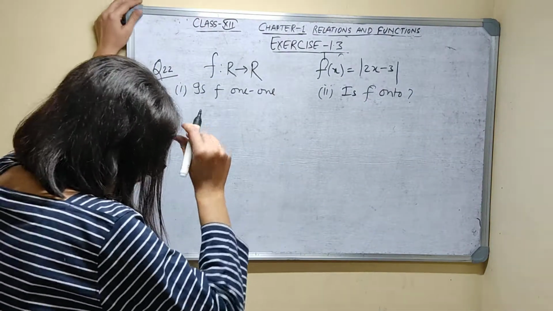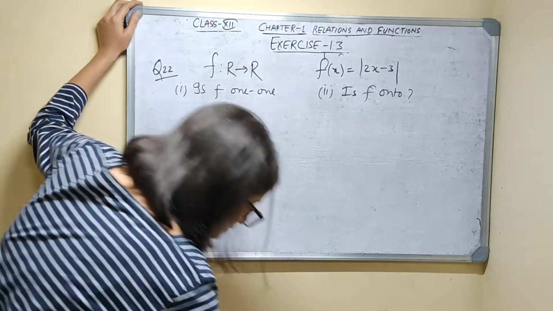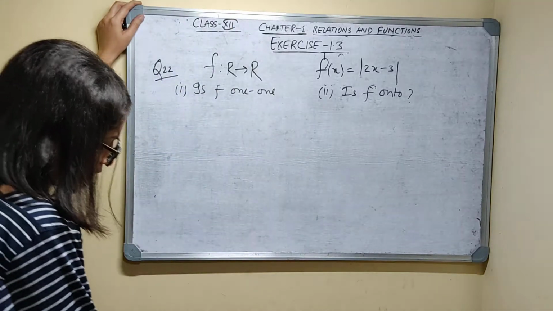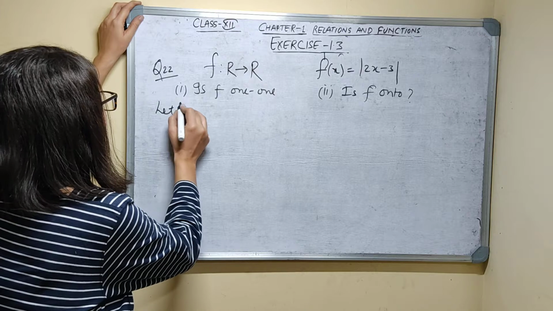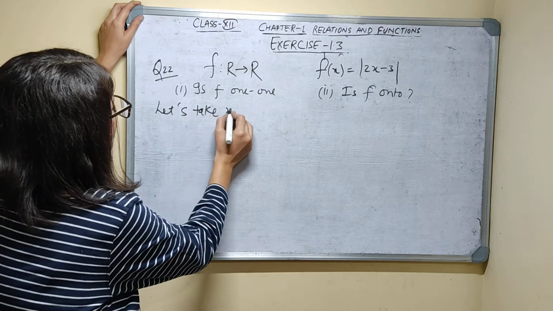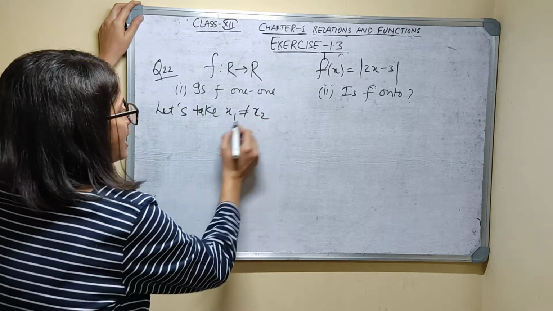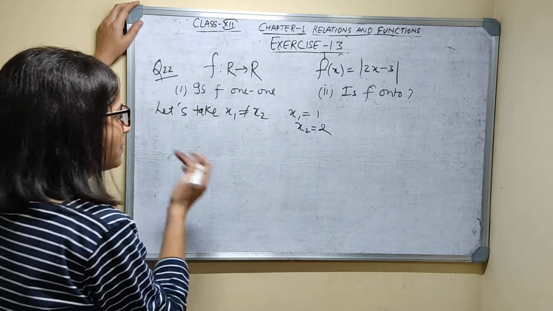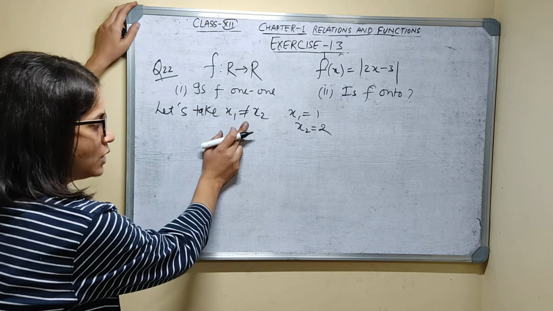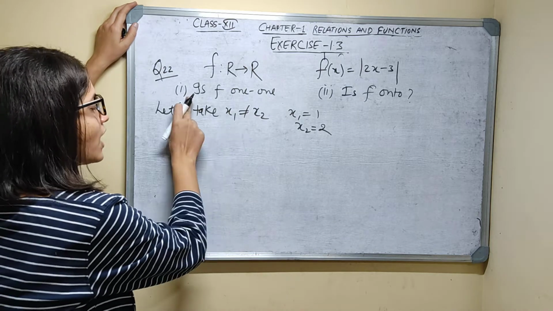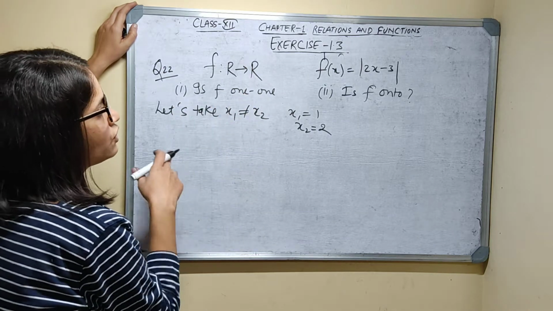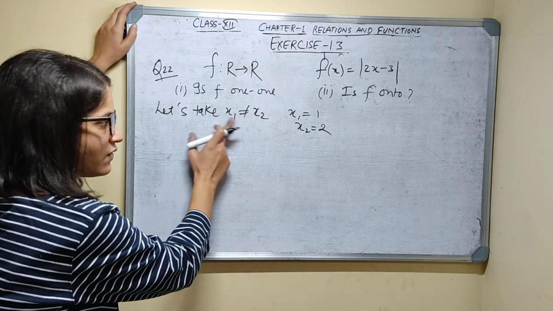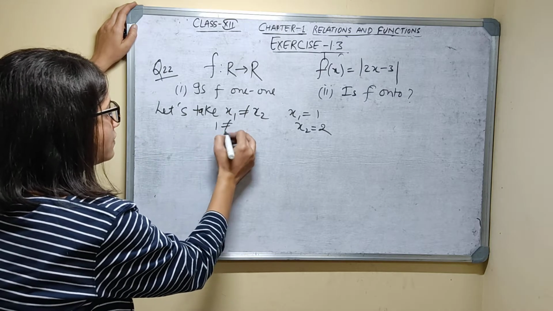Let's take x1 is not equal to x2. I am taking x1 equal to 1, x2 equal to 2. So you know x1 is not equal to x2. For a function to be one-one, f of x1 should not be equal to f of x2 when x1 is not equal to x2. I know 1 is not equal to 2.